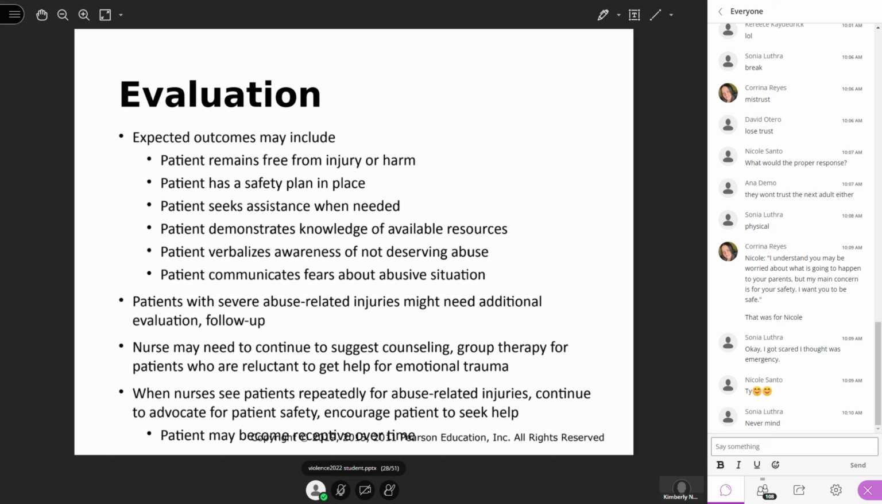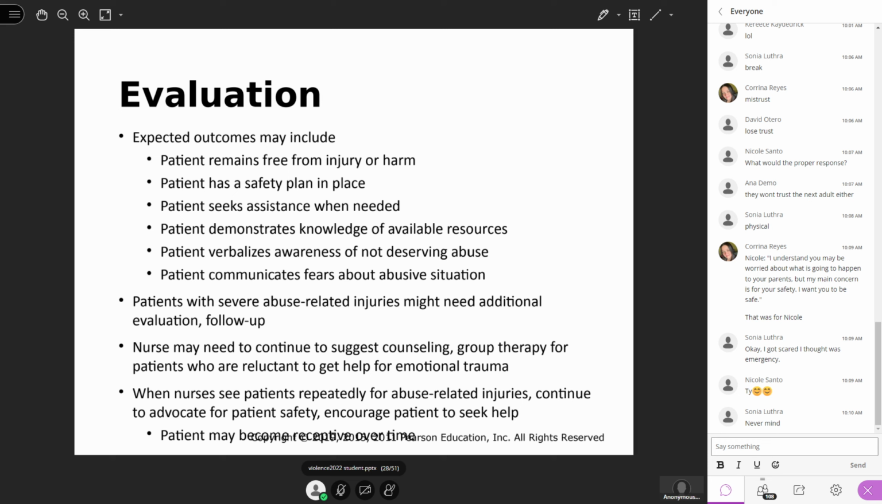We always want to then talk to them. What is the safety plan that they have in place? Are they going to be able to implement that? Right? We want to give them resources. So if they do decide to go back home, we want to make sure that they have assistance when they need it. Who do they call? Who are they going to get help from? Right?